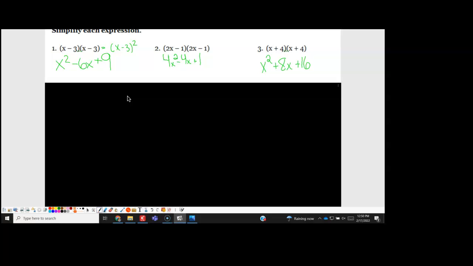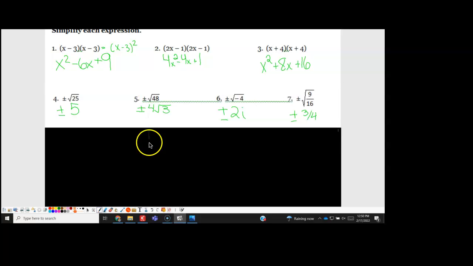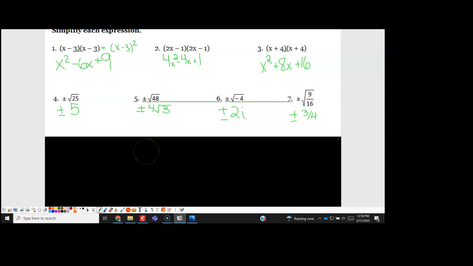There's only one solution, which means my vertex is on the x-axis. It also means if you did those problems with the quadratic formula, your square root or discriminant value would be 0. So I'll give you that was your thought.